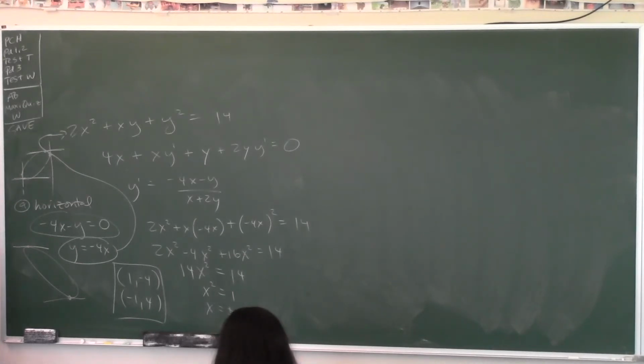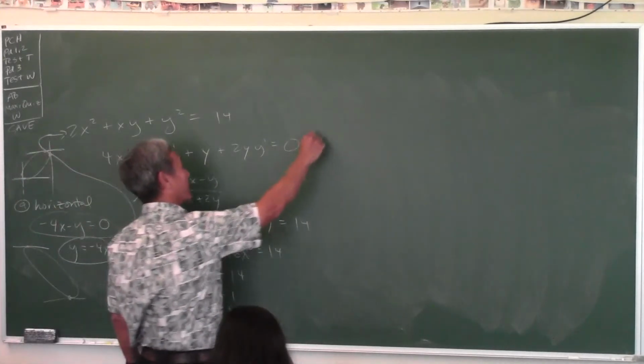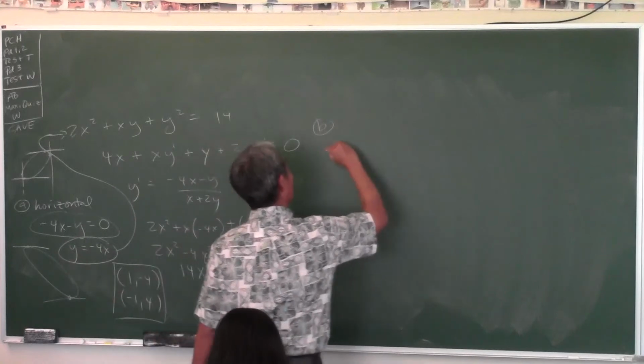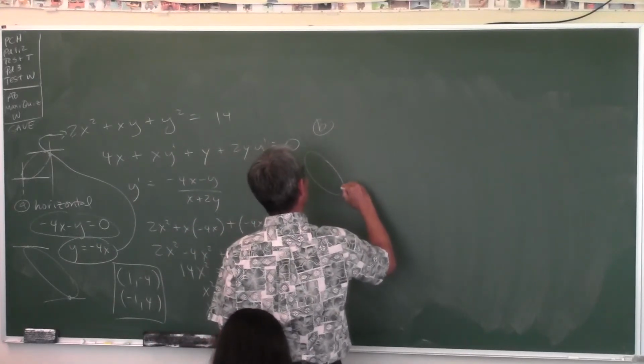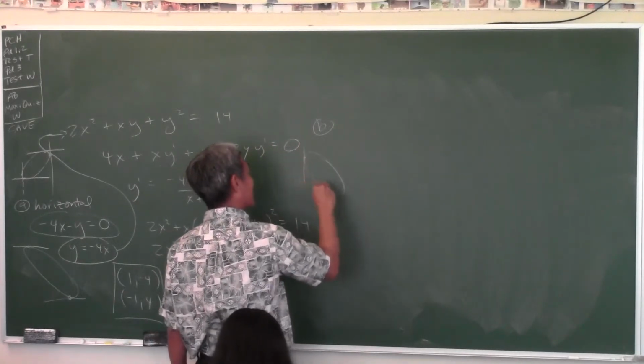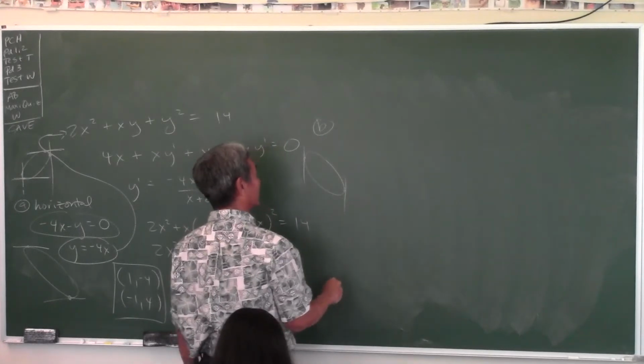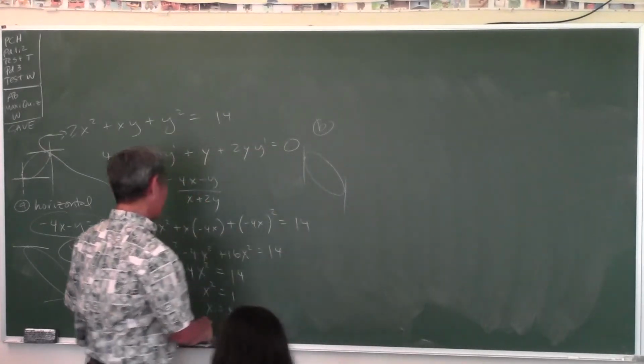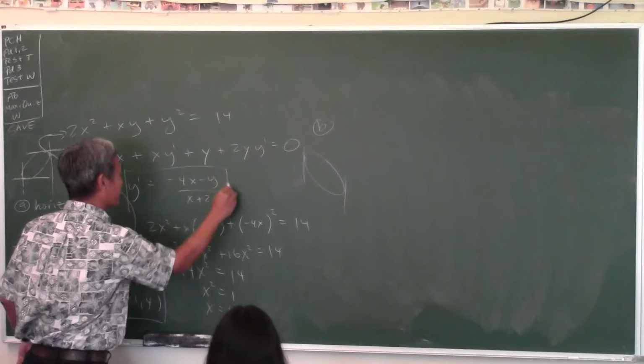Vertical. Okay, now we do the vertical and we're done. So find the 2 points. Now let's draw the ellipse the right way this time. Find the 2 points on this ellipse where the tangent lines are vertical. So here's the derivative. Where's the derivative? Right here.